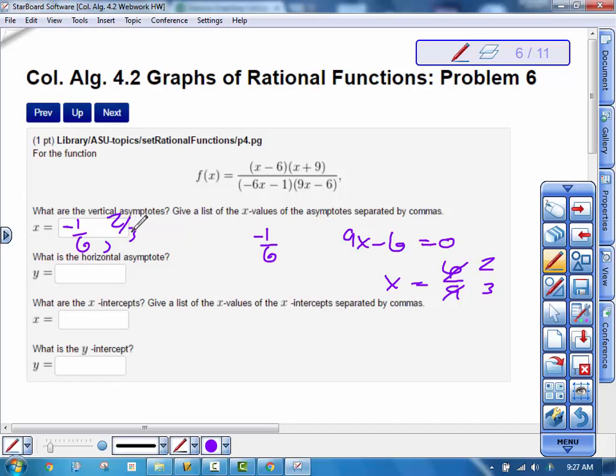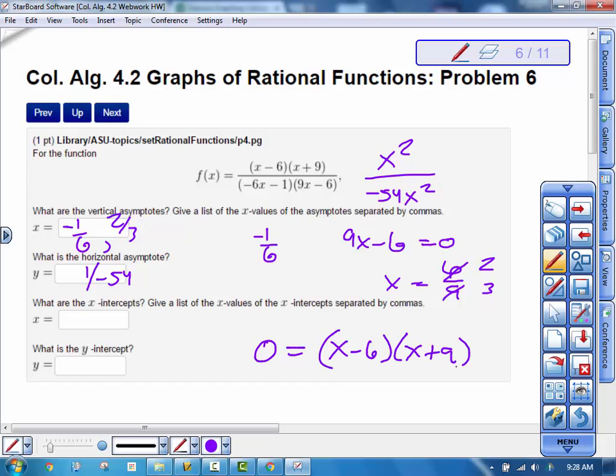The horizontal asymptote occurs at, since the exponents are the same at the top and the bottom, a ratio of the leading coefficients. So if you start multiplying the top out, the leading coefficient is going to be 1. Start multiplying the bottom out, and you get negative 54 x squared, so it's going to be 1 over negative 54 for the horizontal asymptote. The x-intercepts are where y is 0, so set this function equal to 0 and solve the top. It turns out the x-intercepts are at 6 and negative 9.